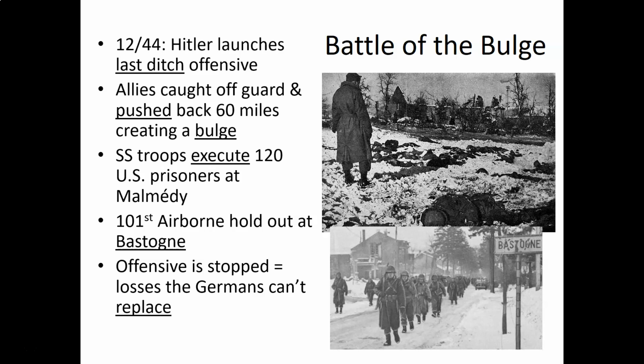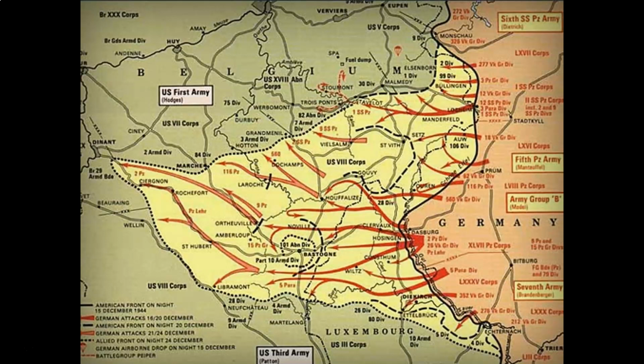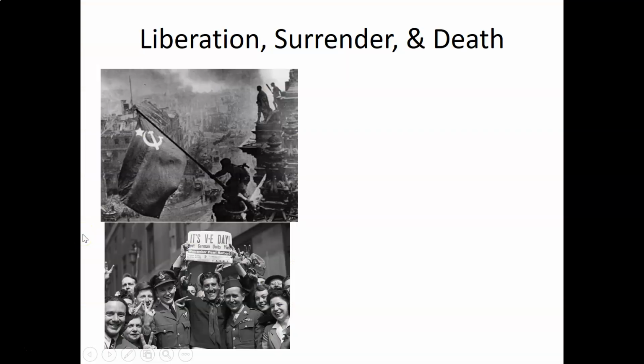But one thing that actually helps the Allies is the 101st Airborne. They are bussed into Bastogne and they hold on, and they hold out and draw German forces back, while the rest of the Allied perimeter is able to stop the bulge, and the offensive is stopped. And then from there, the Allies are able to push back, and the Germans just can't replace the losses they're suffering at this point. Here you can see the bulge itself, and you can see the 101st Airborne being in the middle of it and holding them back.